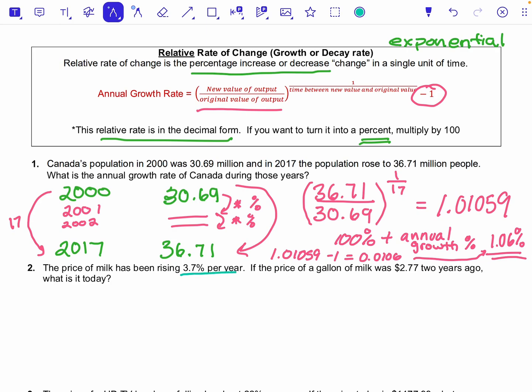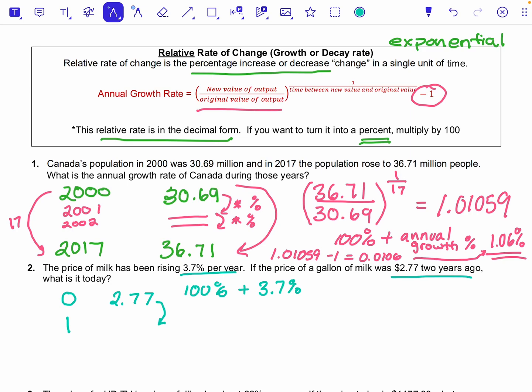And we're told that 2 years ago, the price was $2.77, and we want to know what the price is today. So we're going to start like the last one and think about this in a table of values. So in year 0, that was 2 years ago, it cost $2.77. 1 year goes by, and that milk is going to go up 3.7%. So if it's increasing 3.7%, remember that's 100% of the original price plus the 3.7% increase.